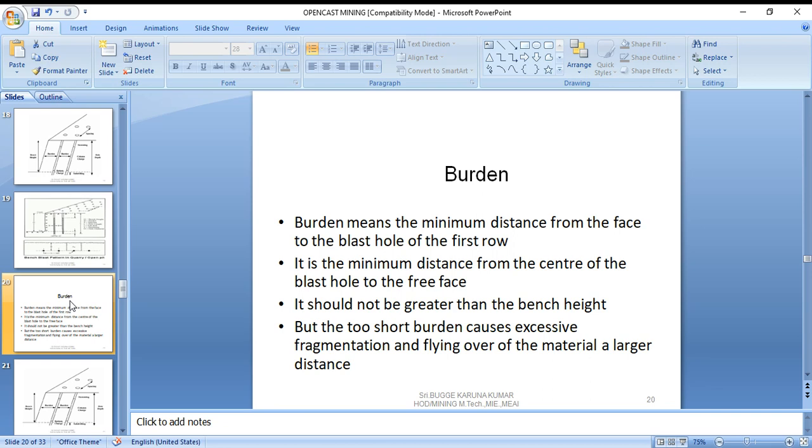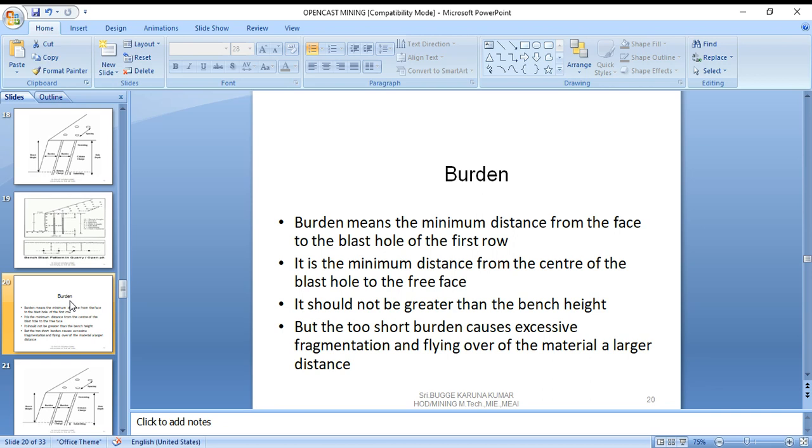If the burden is more, you will get nothing. It will just shake the area only. So the burden should not be greater than the bench height. This is a very principal thing. But too short a burden causes excessive fragmentation and fly rock thrown over a large distance.